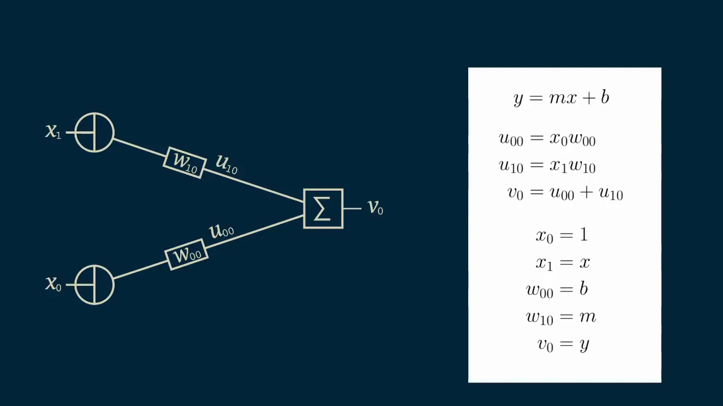At this point, we have turned a straight line equation into a network. A network is anything that has nodes connected by edges. In this case, x sub 0 and x sub 1 are our input nodes. V sub 0 is an output node, and our weights connecting them are edges.